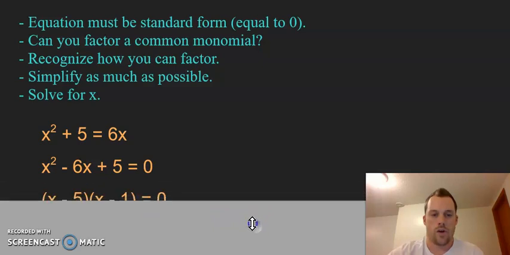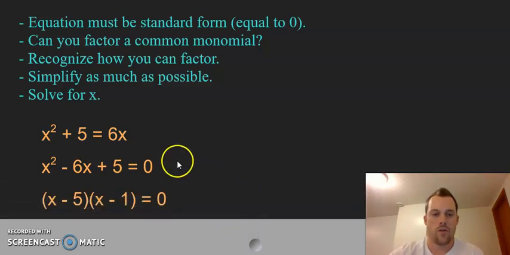I know that 5 times 1 is 5, and 5 plus 1 is 6, but since this is negative, this factors to (x minus 5) times (x minus 1), and that's still equal to 0. So now we have our two factors.